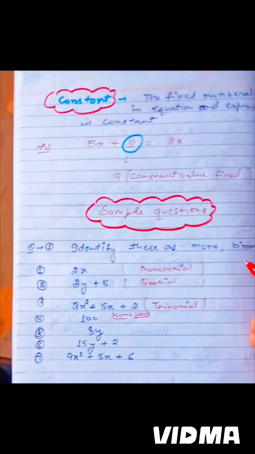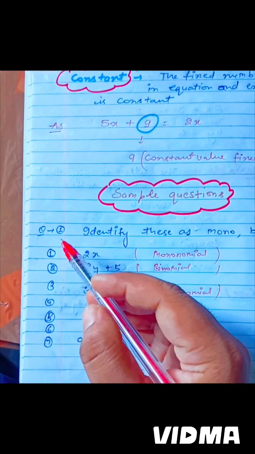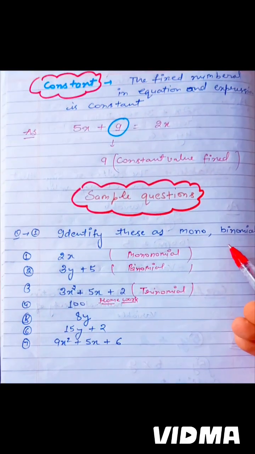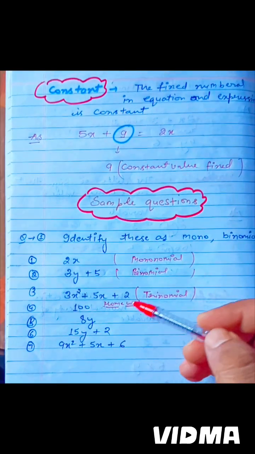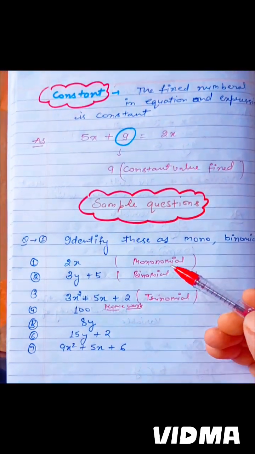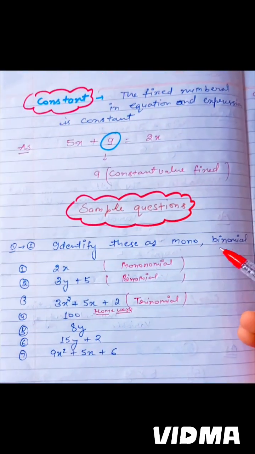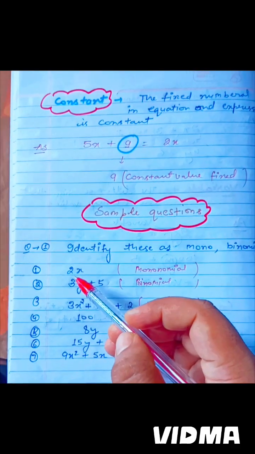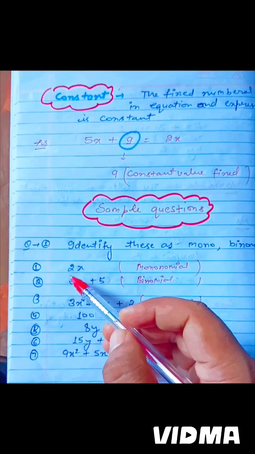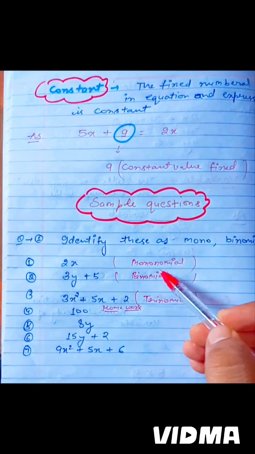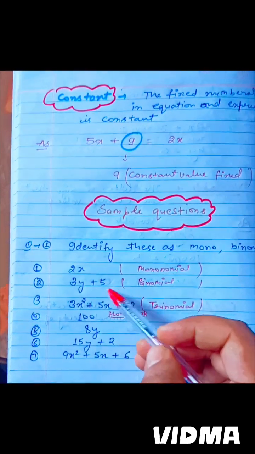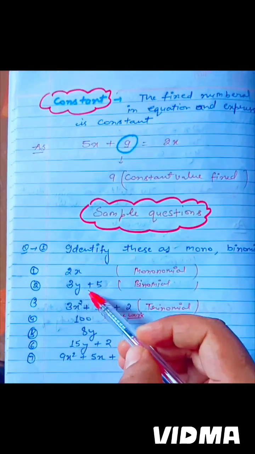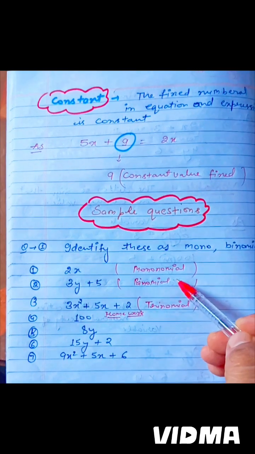Some sample questions for you. Question 1, identify these as monomial or binomial. There are some examples in which you have to find which are monomial, meaning single term, and which are binomial, meaning two-term expressions. See the first example, it consists of 2x, so only one term, that is monomial. Second is 3y plus 5. See that is 3y separated from 5 by plus sign, so there are two terms, so it is binomial.